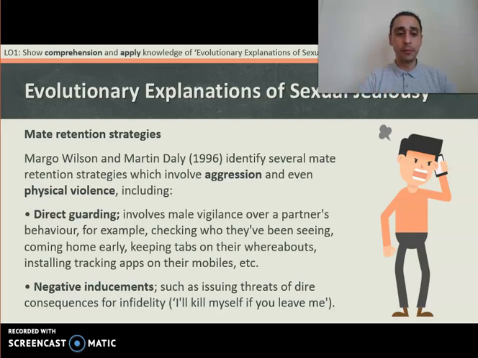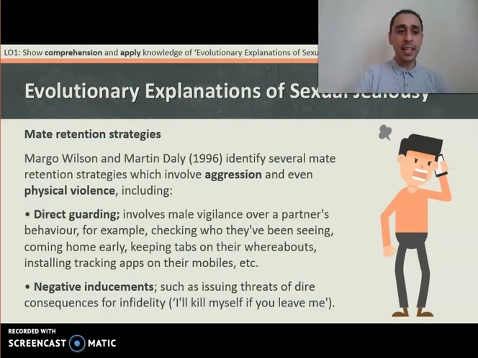Direct guarding involves male vigilance over a partner's behavior. For example, checking who they've been seeing, coming home early, keeping tabs on their whereabouts, installing tracking apps on their mobile, etc. That would be direct guarding. You're guarding them. You're checking their phone. Where have you been, right? It's guarding them, seeing where you've been, to make sure they're not being with any other males.